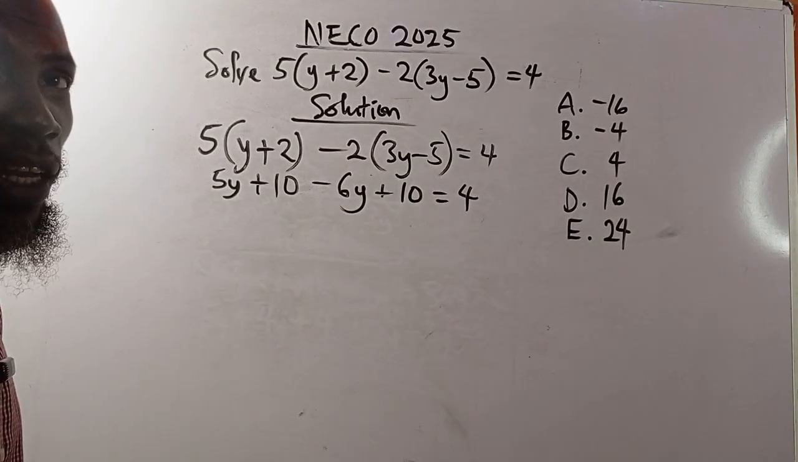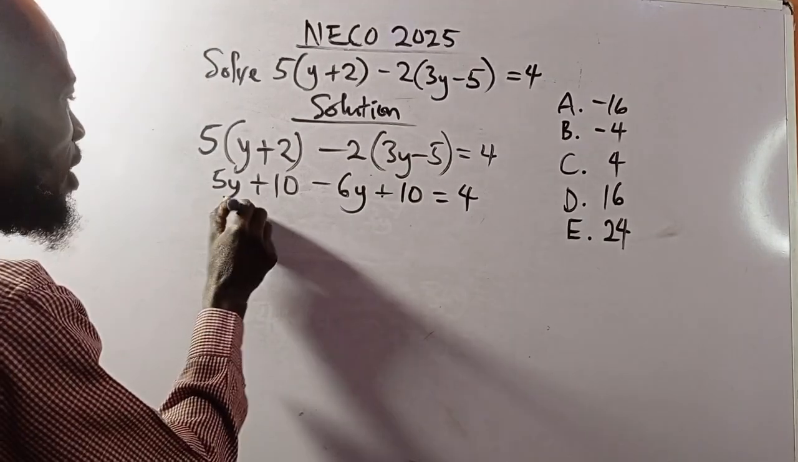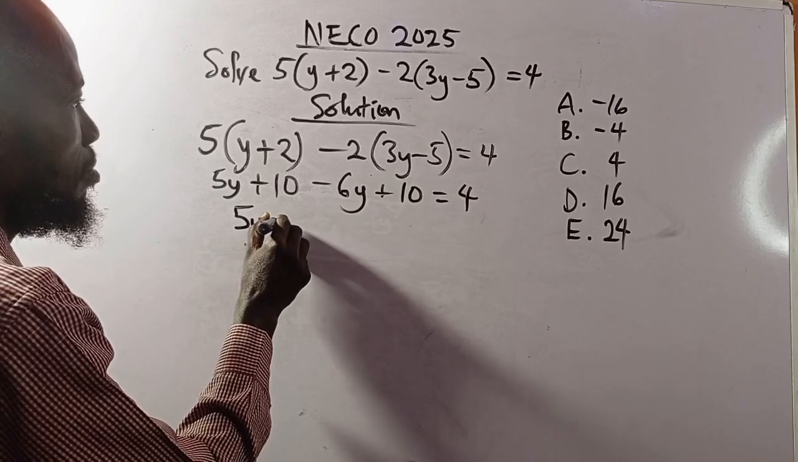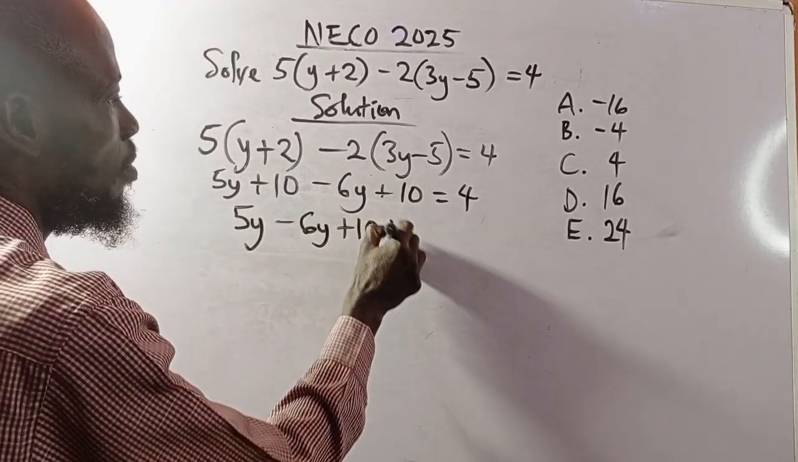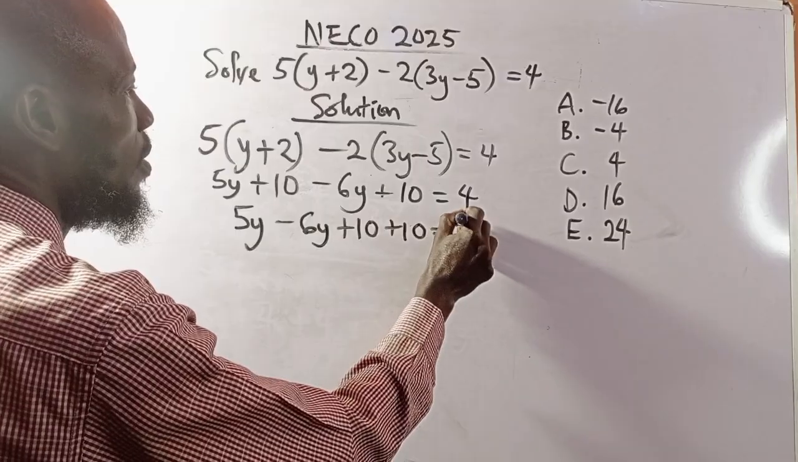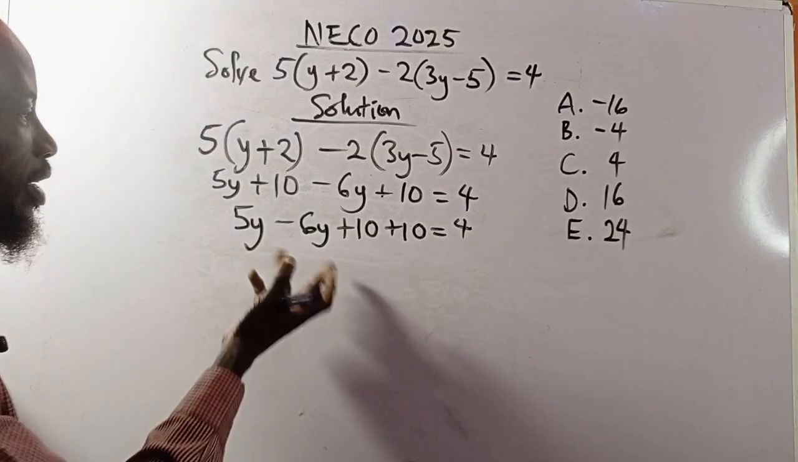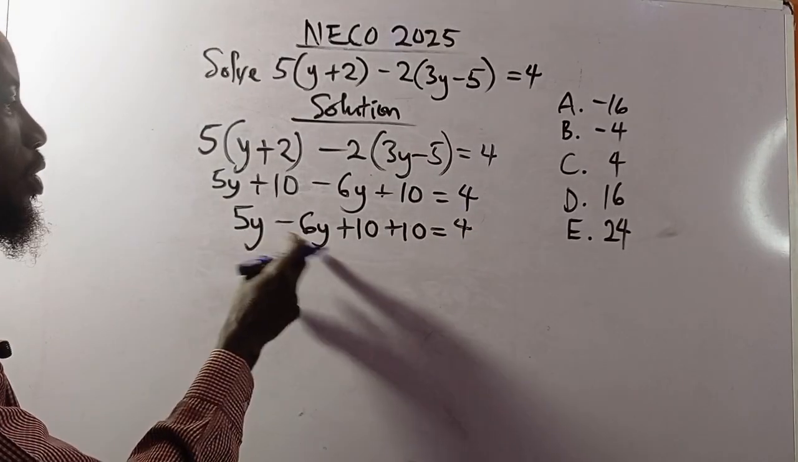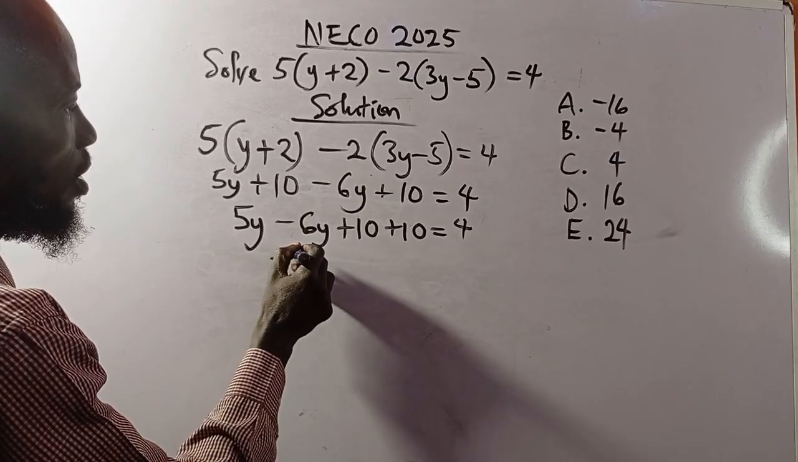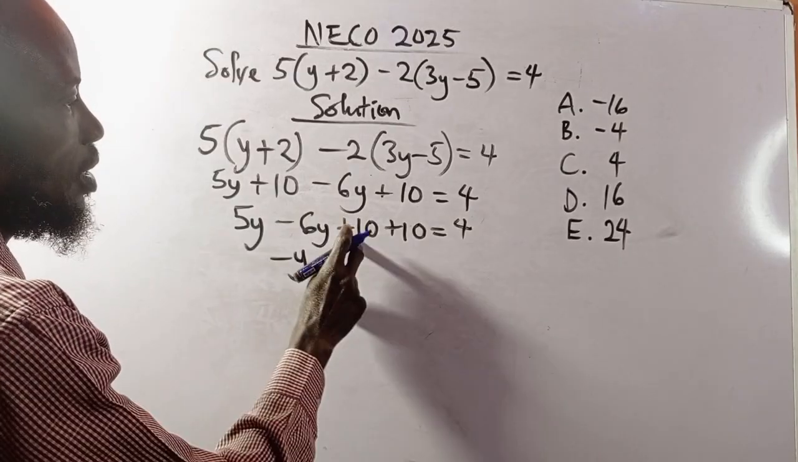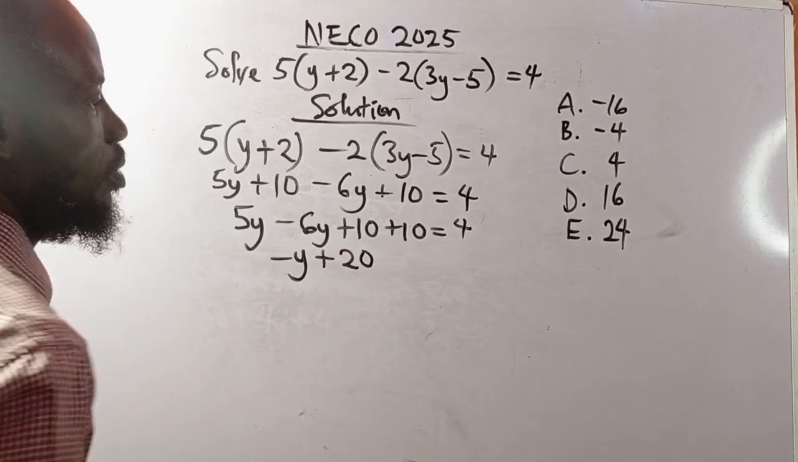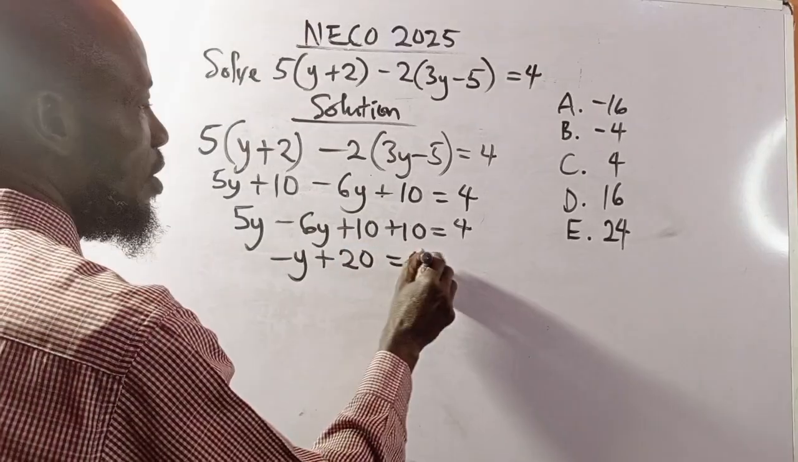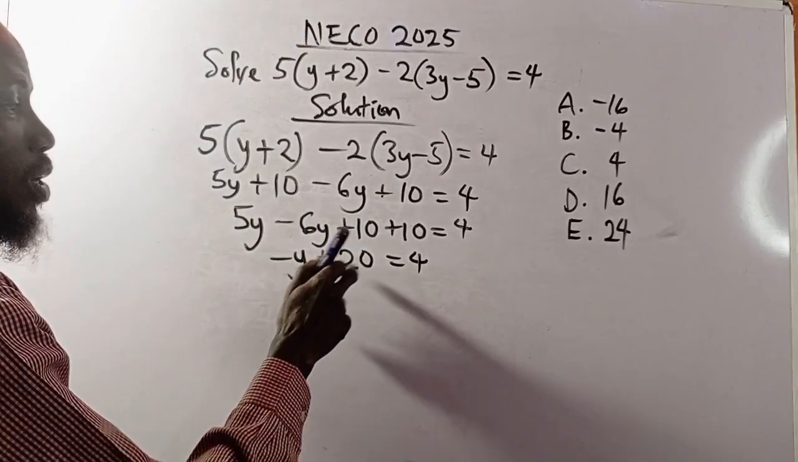Now we collect like terms. So we have 5y minus 6y plus 10 equals 4. Now let's add up. So 5y minus 6y, that will give us minus y. Then 10 plus 10, that will give us plus 20, equals 4. So we are going to transpose.